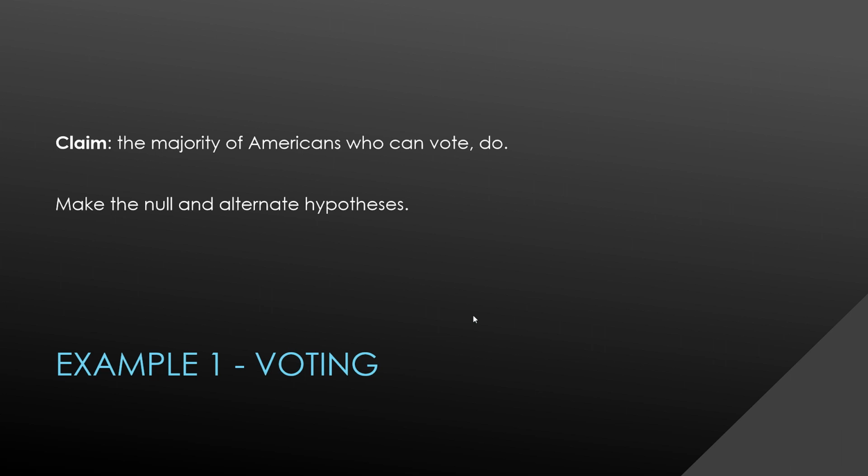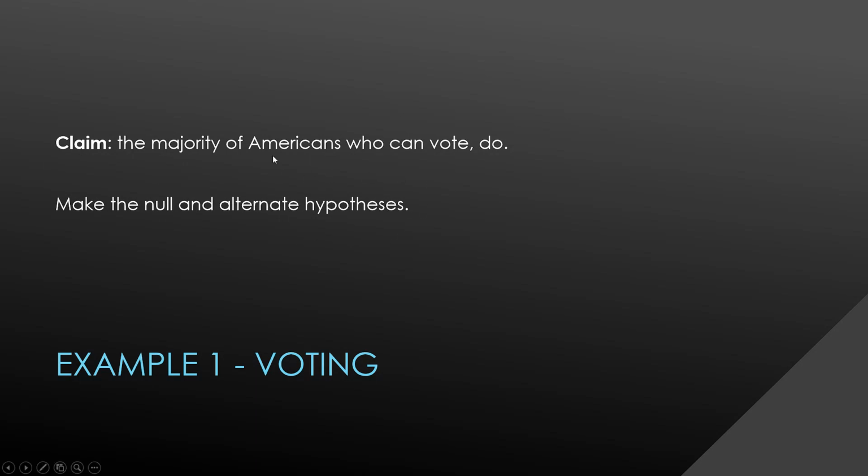Welcome back. We've looked here at the claim that the majority of Americans who can vote do vote, and we want to make the null hypothesis and the alternate hypothesis. And these two will combine to give us a testable hypothesis, a working hypothesis, right? Basically, the null is going to be our working assumption, and the alternate hypothesis will be our testable hypothesis. We'll see that as we go.